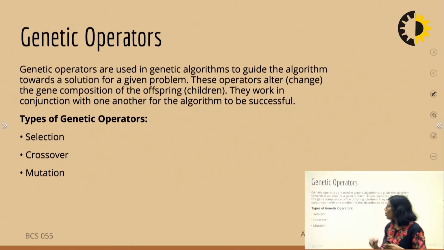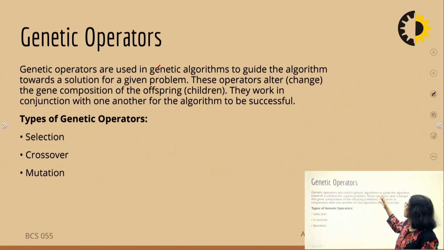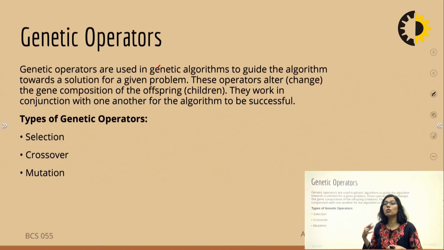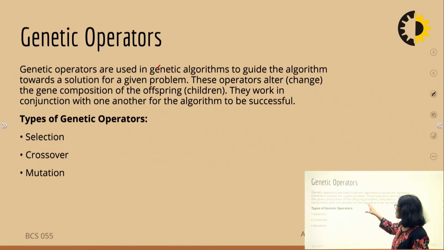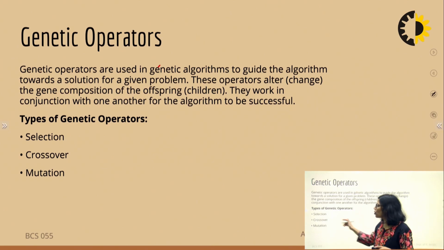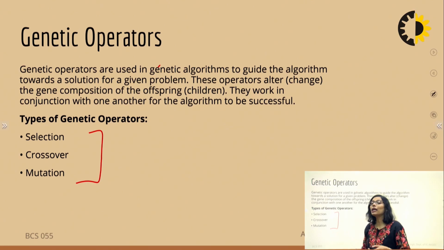Now, after selecting the parents, our next step is to apply the genetic operators. Genetic operators are used in the genetic algorithm to guide the algorithm toward the solution. So now we have to proceed further to the solution. These operators alter the gene composition of the offspring, and they work in conjunction with each other. So these are the three methods we apply to find the most optimal solution.